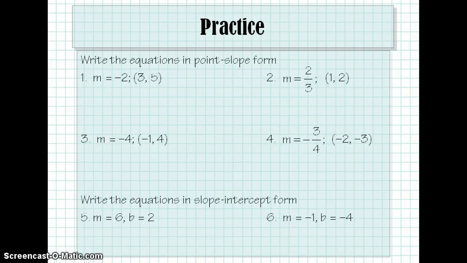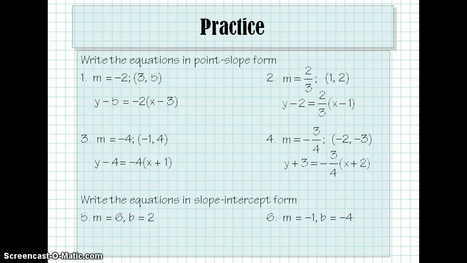So number 1, these are in point-slope form, so I'm not going to try to simplify them any further. I'm just going to write them just the way they are. Number 1, I get y minus 5 equals negative 2 times x minus 3. Number 2, y minus 2 equals 2/3 times x minus 1. Number 3, I get y minus 4 equals negative 4 times x plus 1, because a minus a negative gives us a plus. And then number 4, we have y plus 3 equals negative 3/4 times x plus 2.